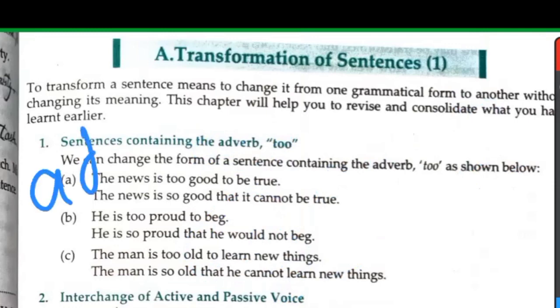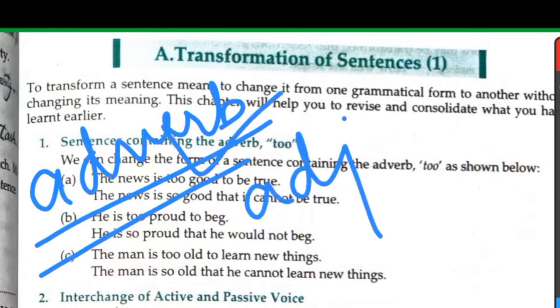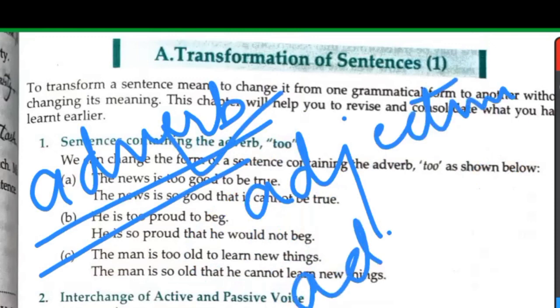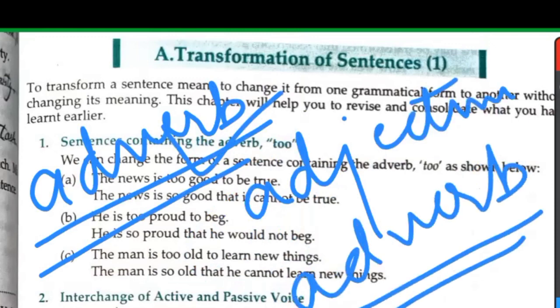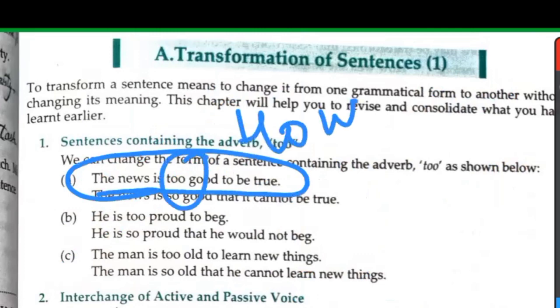But an adverb is that word which adds something to the meaning of the verb, like an adjective or another adverb. That means it does not add meaning only to the verb, but it adds meaning to the adjective and to the adverb as well. Always remember that. And how would you understand that? Like when we say that the news is too good to be true. Too good. How good the news is.